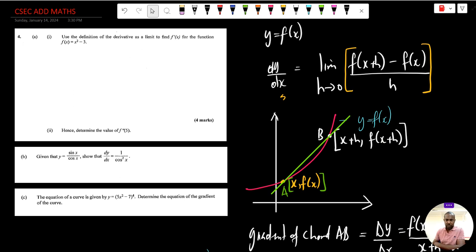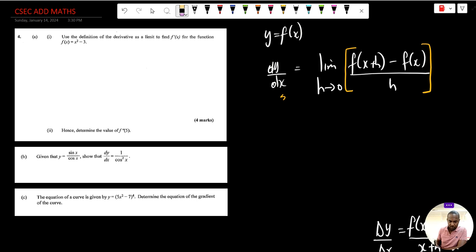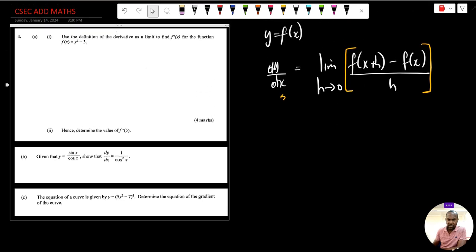So this is how the derivative is actually defined. So let's go back to this right here. Let me just make some space here. All right, so what we have so far is this.